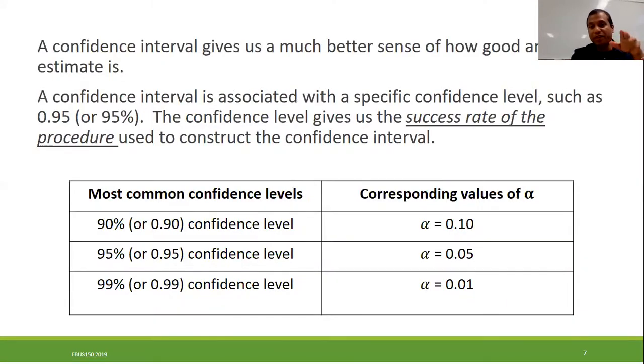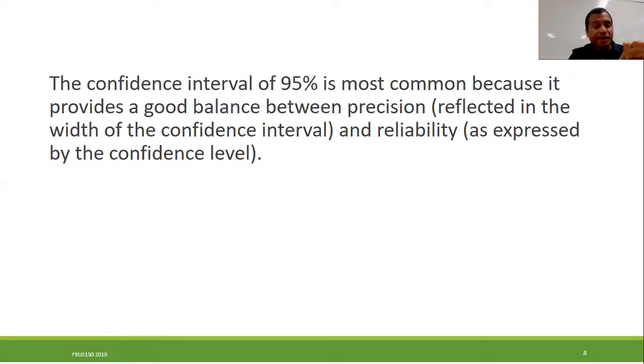So if the alpha value is 10% or 0.10, that means a 90% confidence level. If it is a 99% confidence level, you need to consider the alpha value as 1%, that is 0.01. As I said, mostly the confidence interval of 95% is the most common. It gives a kind of balance between the precision and the reliability of the findings in your result.